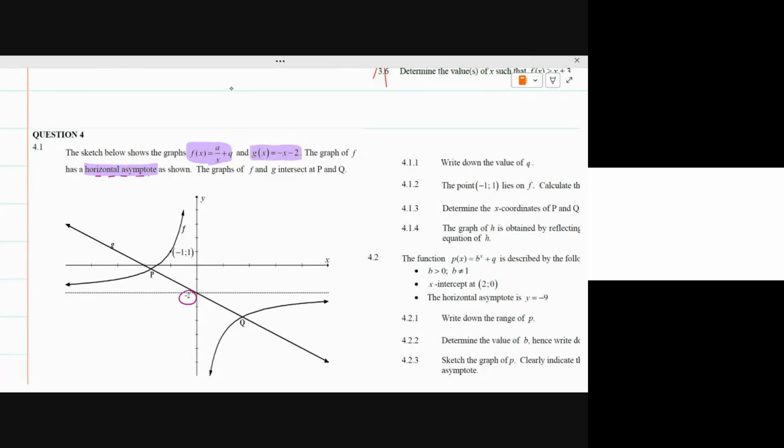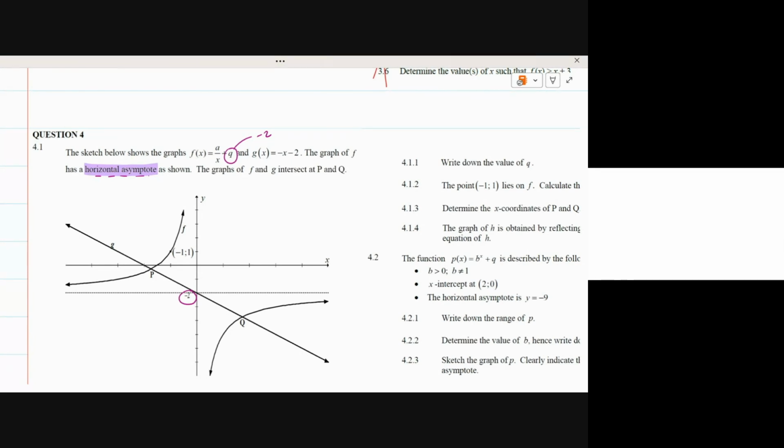Which value is that? Let's go to our actual graphs over here that we've been given. Which value is the y asymptote in this function? f of x is equal to a over x plus q. Which one of those represents the y asymptote? The a, the x, the q, which one is it? Amazing, it's the q. So we already know before we even look at the question that our q value is -2.